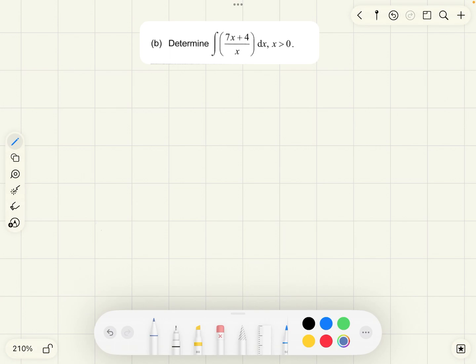Question B is a bit different. It's an integral question, it's not differentiation. But this integral is easy to work with because although you see a fraction here, and fractions are typically hard to work with in integrals, we can actually simplify this fraction because the denominator only has one term, so we can just divide x through the numerator. So this is equal to 7x divided by x, which is simply 7, plus 4 over x.